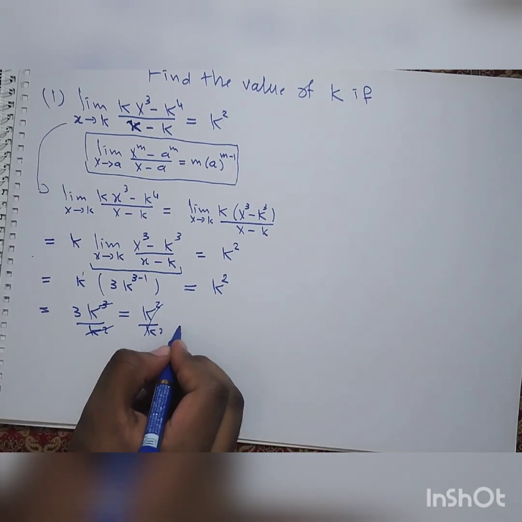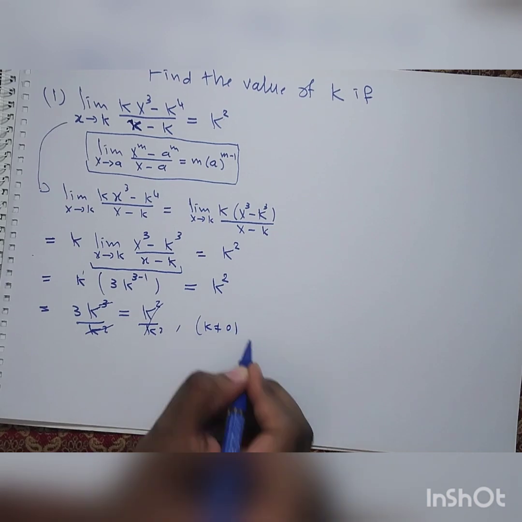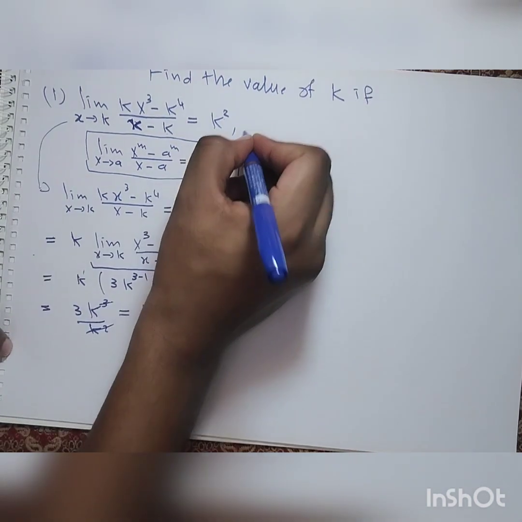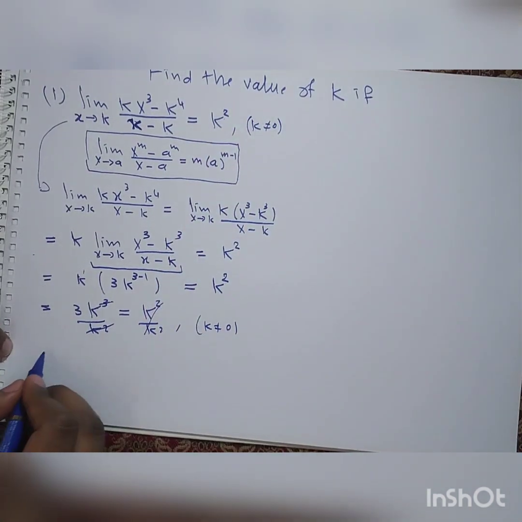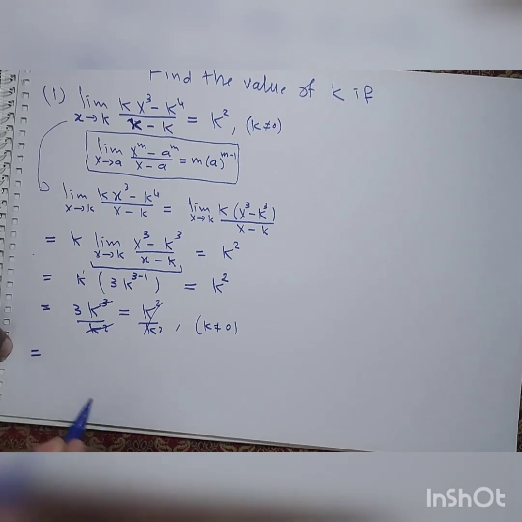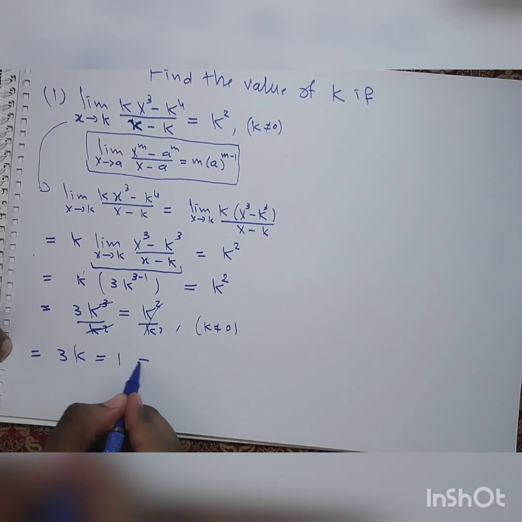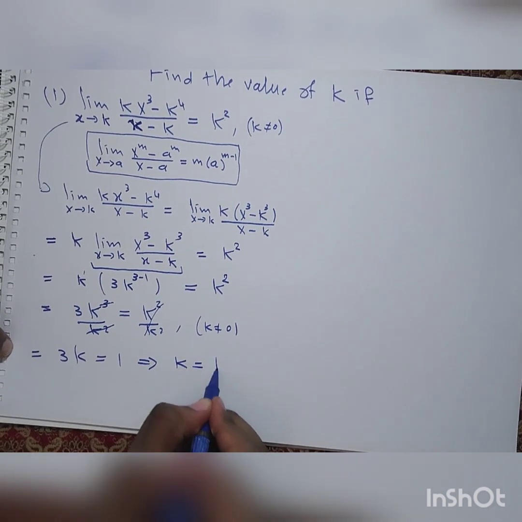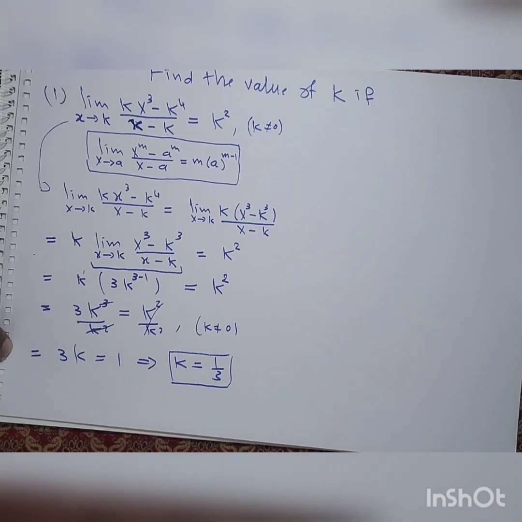That means, providing that our restriction is k is not 0, and we can note that from the beginning of the problem, so k is not 0 in this case, we would have 3k equal to 1. That leads to k equal to 1 over 3. So this is the value of k for the first problem.